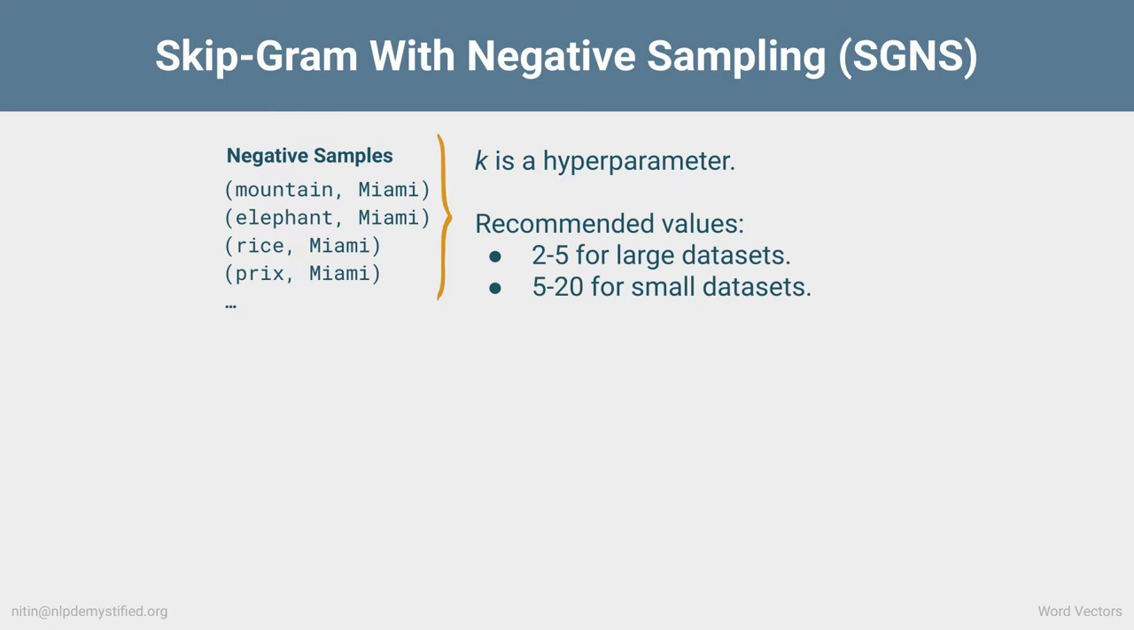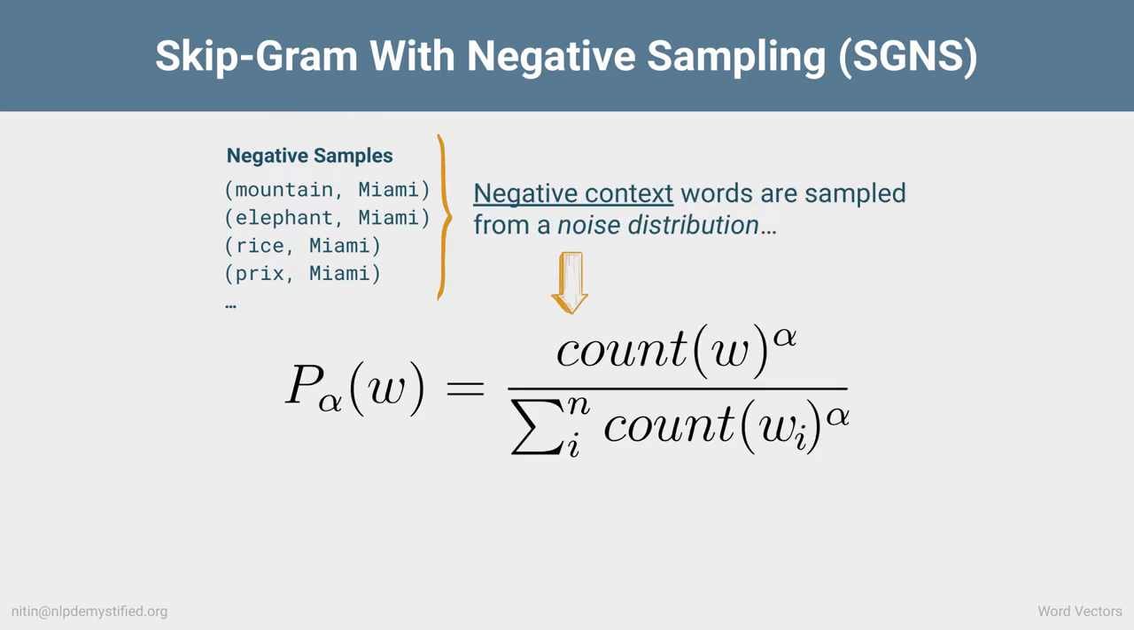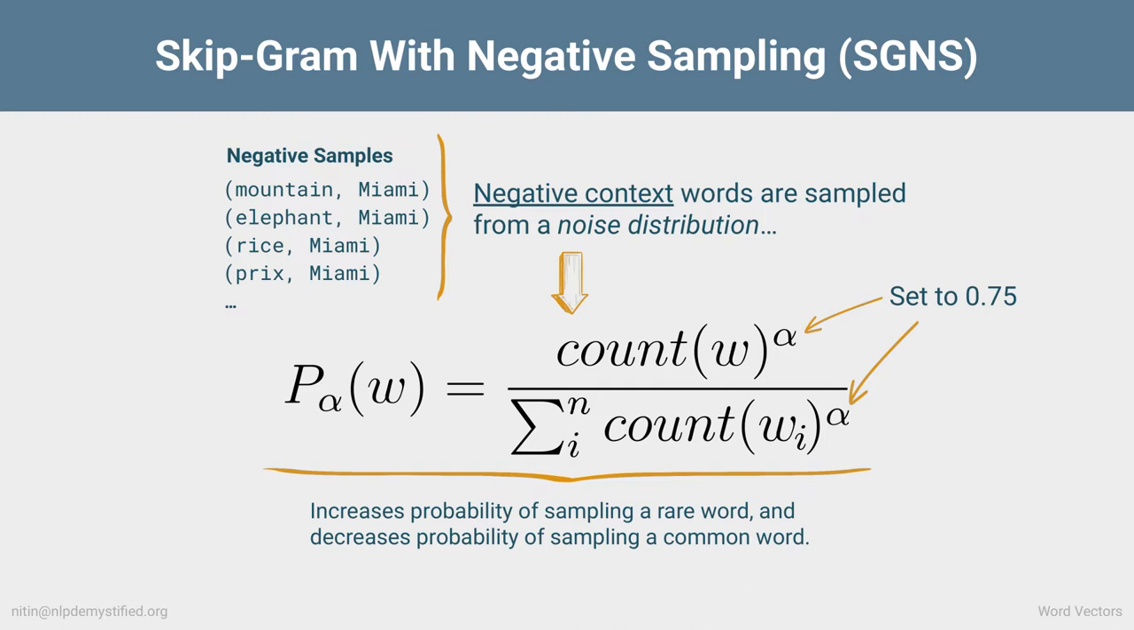As mentioned earlier, k is a hyperparameter, and the creators of Word2Vec, Mikolov and colleagues, suggest a k value of 2 to 5 for larger datasets and 5 to 20 for smaller datasets. When creating the negative samples, the context words are drawn from a smoothed out unigram distribution. So the probability of sampling the word dog isn't just the number of times the word dog appears divided by the total number of words. Rather, both those counts are raised to the power of a hyperparameter alpha, usually set to 0.75. The effect of this is that it increases the probability of sampling a rare word and decreases the probability of sampling a common word, such as a stop word. If you're wondering why 0.75 for alpha, it's because the creators of Word2Vec tried a bunch of different values, and this seemed to work the best.